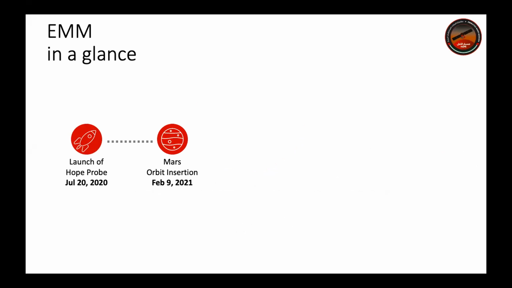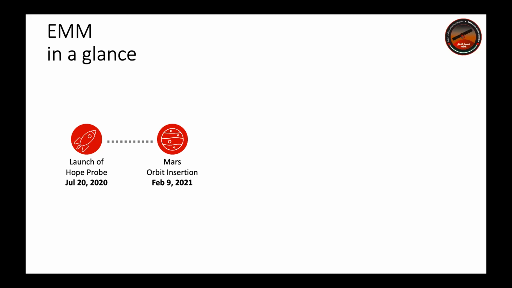So I would like to give you a quick glance at the timeline of the Emirates Mars mission since launch. As you all know, we launched last summer in July 2020, and we launched from Japan at the Tanegashima Center. And the whole probe went into a journey of 7 months cruising until we arrived at Mars at the beginning of this year, on February 9th, 2021.